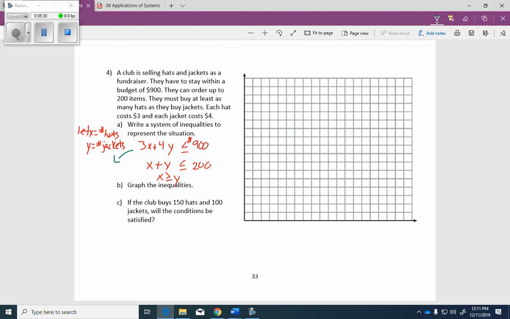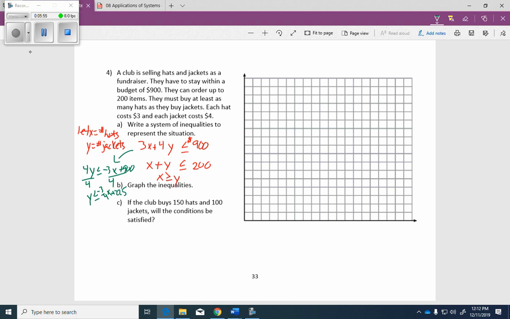So I'll subtract 3x from both sides, which gets me 4y is less than or equal to negative 3x plus 900, and then I'll divide by 4. So y is less than or equal to negative 3/4 x plus 225.